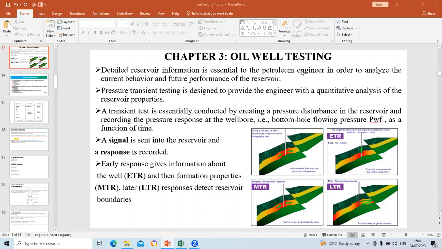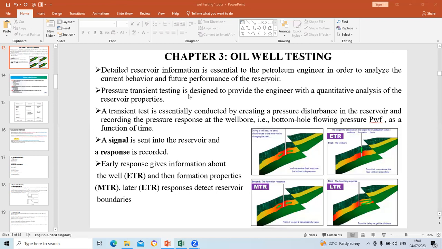So we talk of oil well testing, because we have two types of well testing. We have oil well testing and gas well testing. Detailed reservoir information is essential to the petroleum engineer in order to analyze the current behavior and future performance of the reservoir.